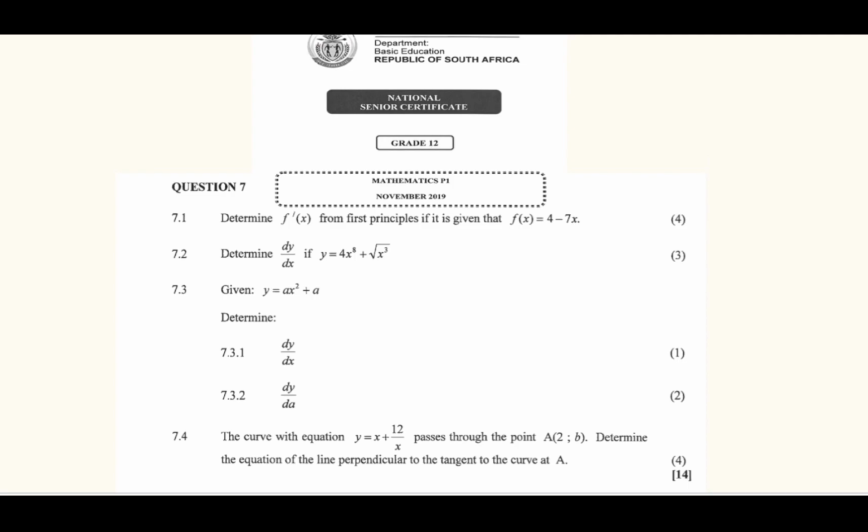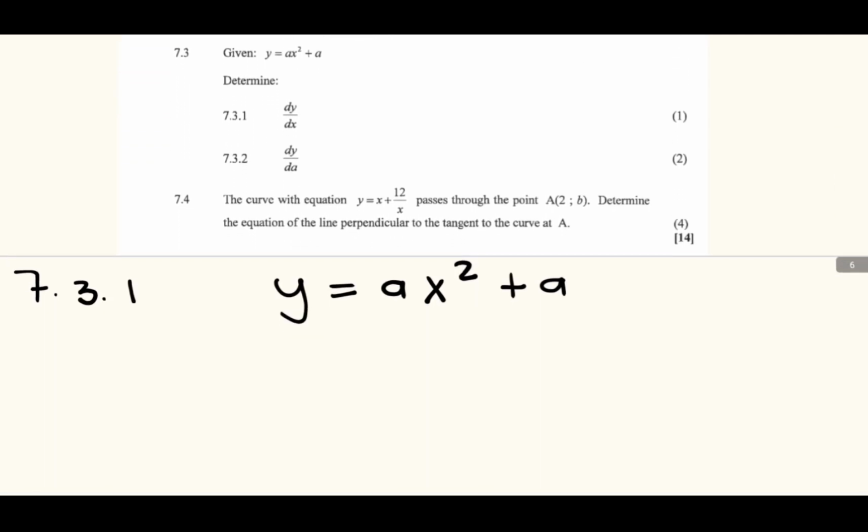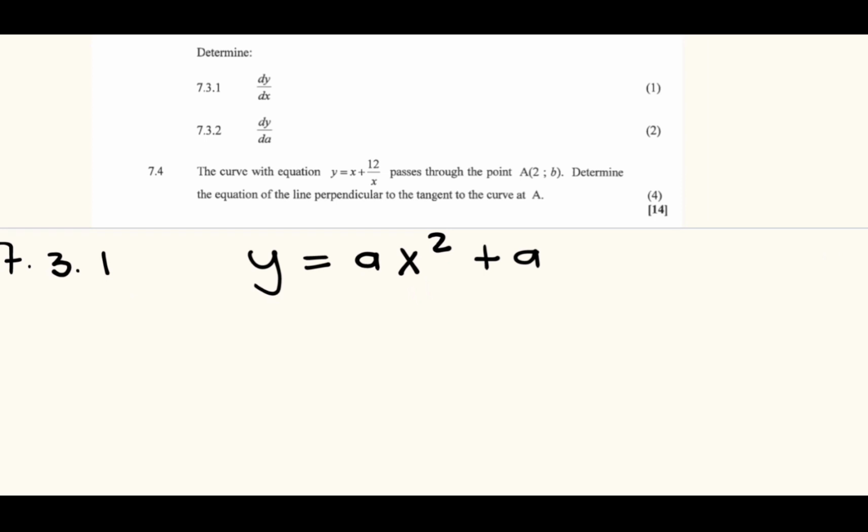Question 7.3, we are given y is equal to ax squared plus a, and in 7.3.1, we have to determine dy over dx. So 7.3.1 will be differentiating with respect to x, and 7.3.2 will be differentiating with respect to a. Let's do 7.3.1 first and differentiate this with respect to x.